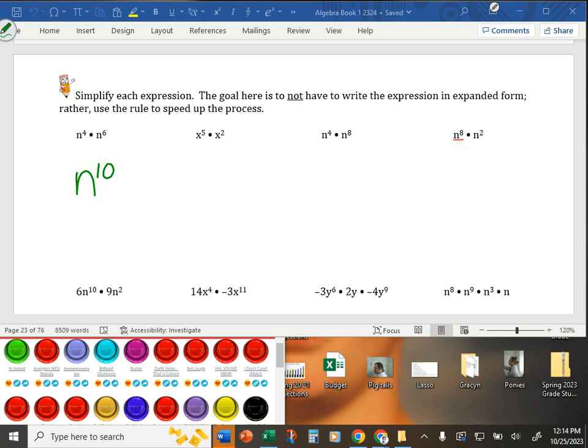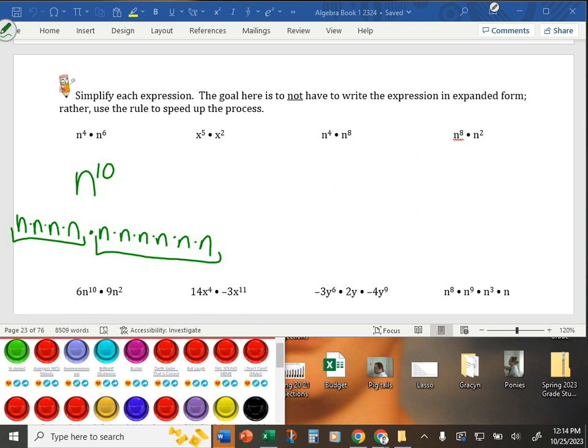Now, if you forget the rule, can you use expanded form? Sure, you can write out n times n times n times n. There's our n to the fourth. Times n times n times n times n times n times n. There's n to the sixth. You can count them up. You can see that there's 10 there, right? But if you know that the exponents just get added anyway, it's a much more efficient process.